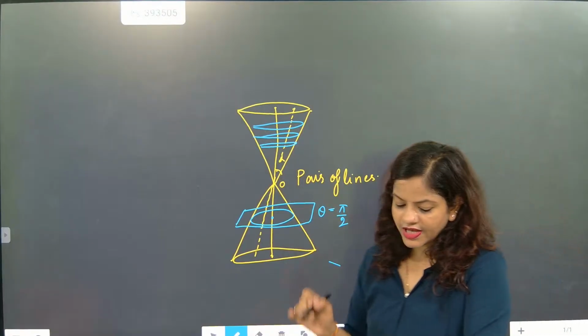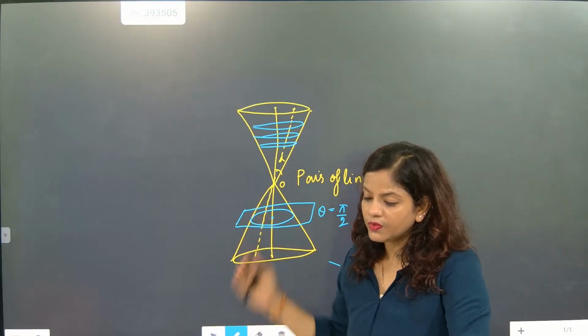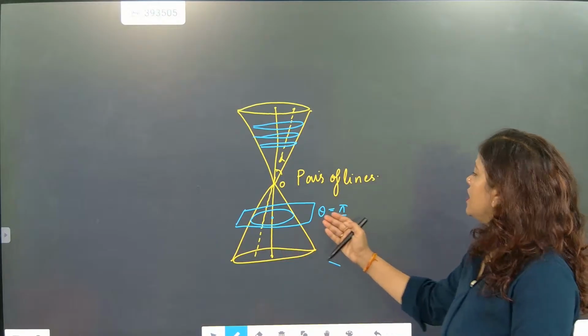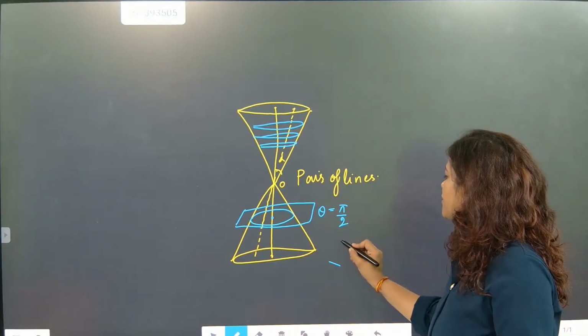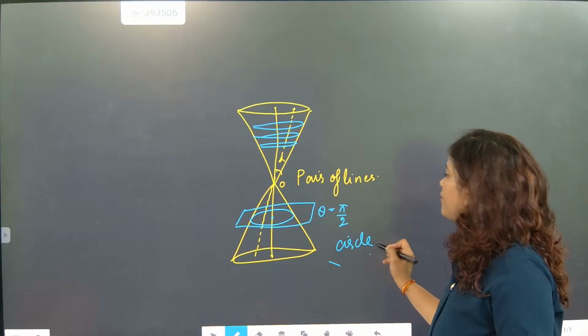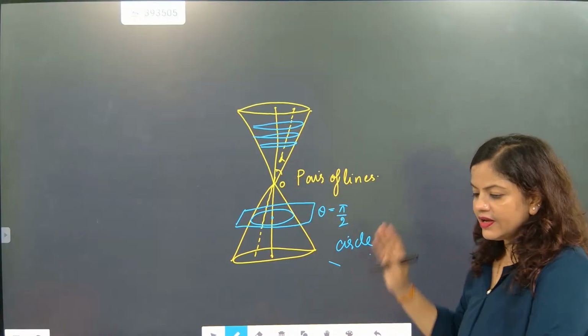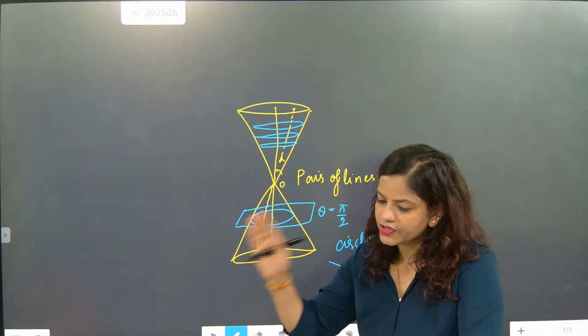So beta, when the two inverted cones get cut with theta equal to pi by 2, it will make circles. It will make a bigger circle. So definitely, when the cones get cut like this, it will become a circle. This is the first part.